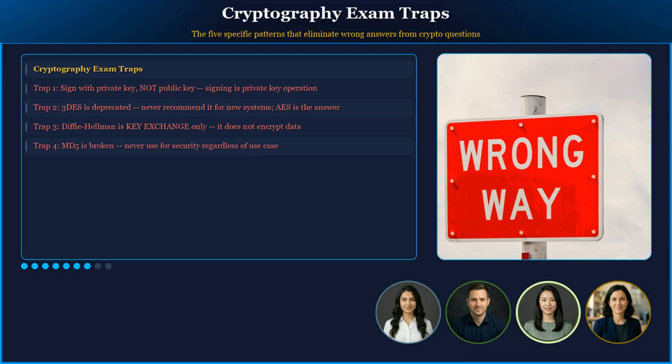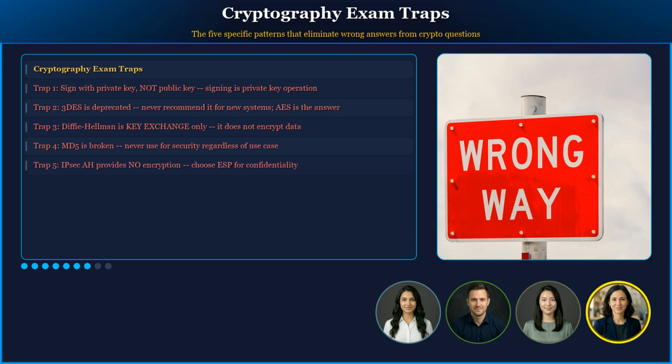Trap 4. MD5 for any security purpose. MD5 has known practical collision attacks. The exam will offer it for hashing, password storage, or signing. It is wrong in every case. Secure Hash Algorithm 256 is the current standard.